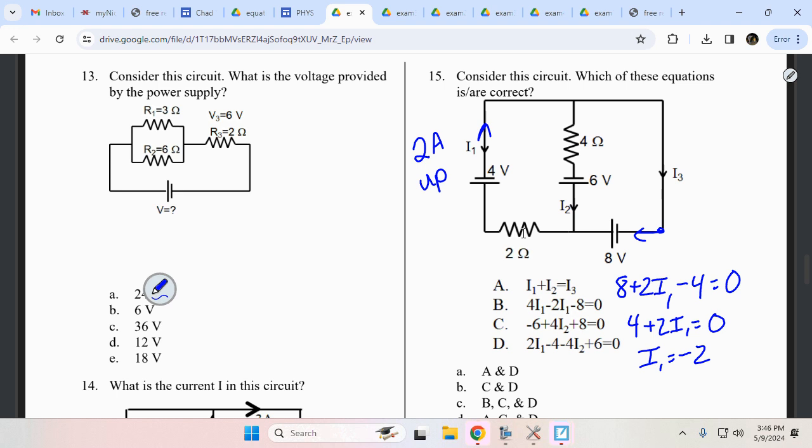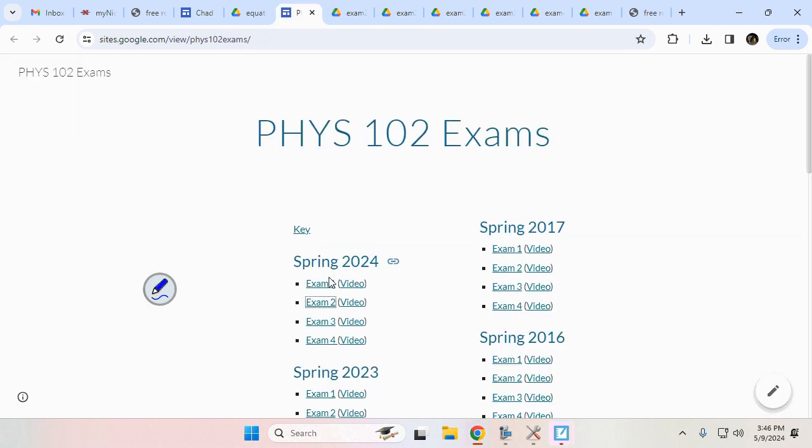Is that it, y'all? Yeah. Really? 20 on exam 1.